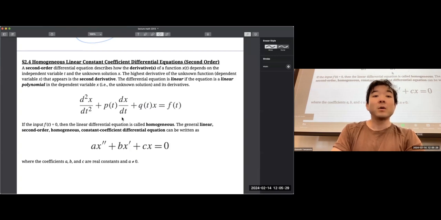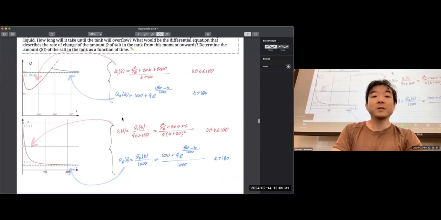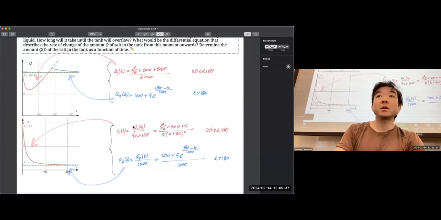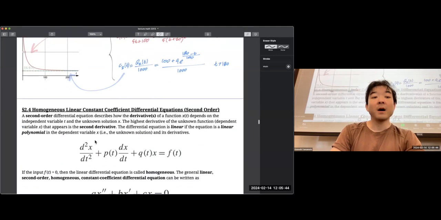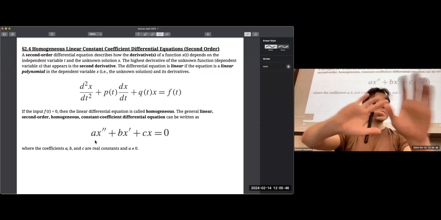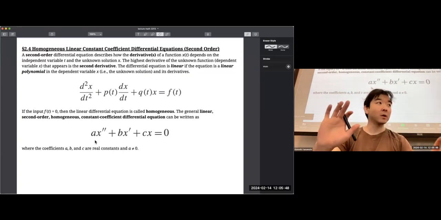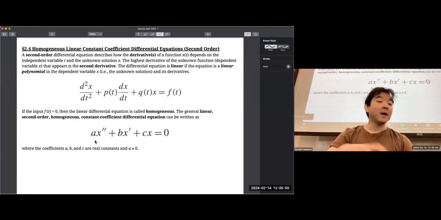So the test will only cover up to mixtures, and we finished mixtures. So we're moving to new material that won't get covered on this next test, but will get covered in the second test. The way I break it down is that the first test is everything about first order differential equations. And we're now moving to second order differential equations.